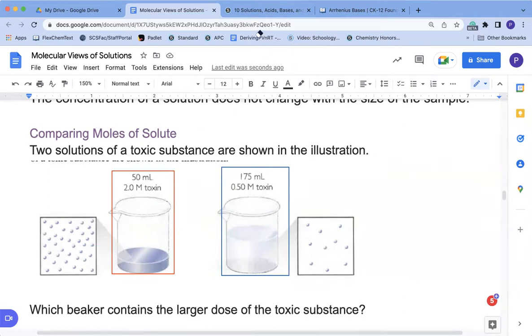I need to make a little change there. Higher concentration, more toxin per unit volume. Lower concentration, fewer toxin molecules per unit volume. However, the two volumes aren't the same. So now we are going to have to carefully calculate a few things here.